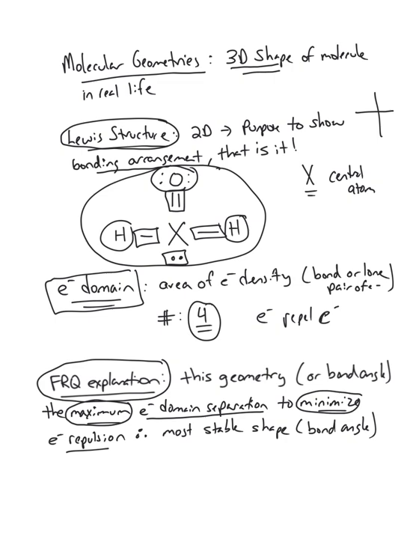And this is the most stable shape because it separates them the most and causes the least electron repulsion. So that's how, if you're asked to justify your bond angle or to justify the geometry, that's what you want to say. This geometry maximizes the electron domain separation, and that minimizes the electron repulsion. That's the verbiage you want to use.